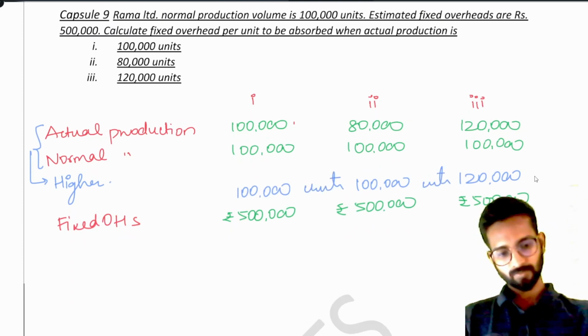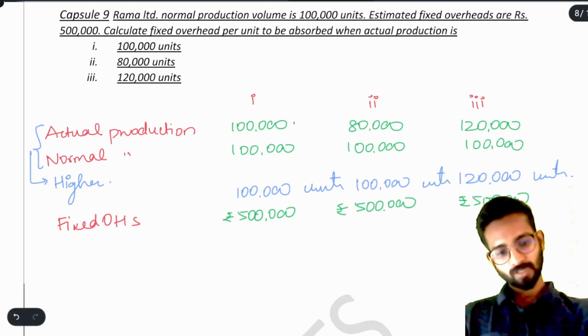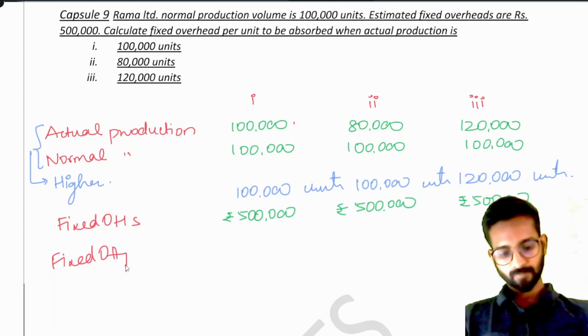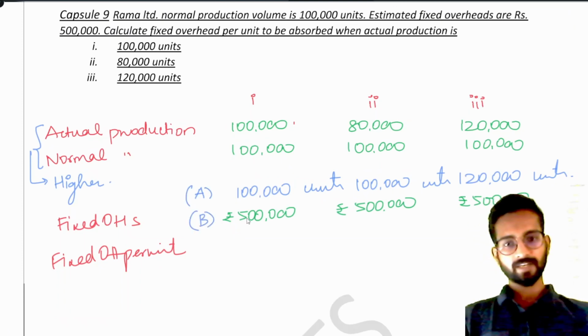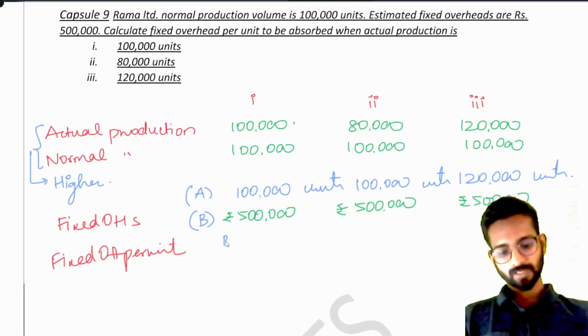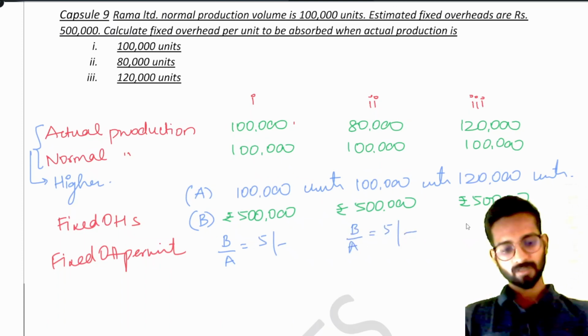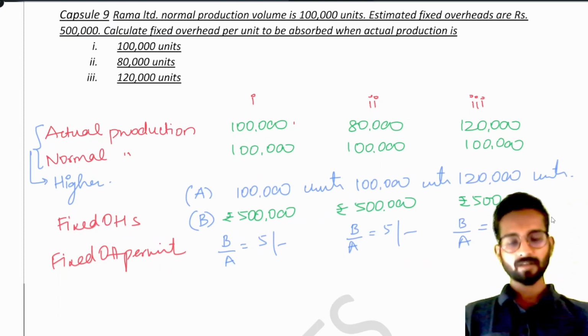Now if I have to find out fixed overhead per unit, it is very easy. This is your A, this is B. What is our formula? Fixed overhead divided by the units, whichever is higher. So I can just write here B by A. It will give me 5 rupees per unit. Again B by A, 5 rupees per unit. Again B by A, that is 5 lakh divided by 1 lakh 20,000. That will come around 4.17 per unit.